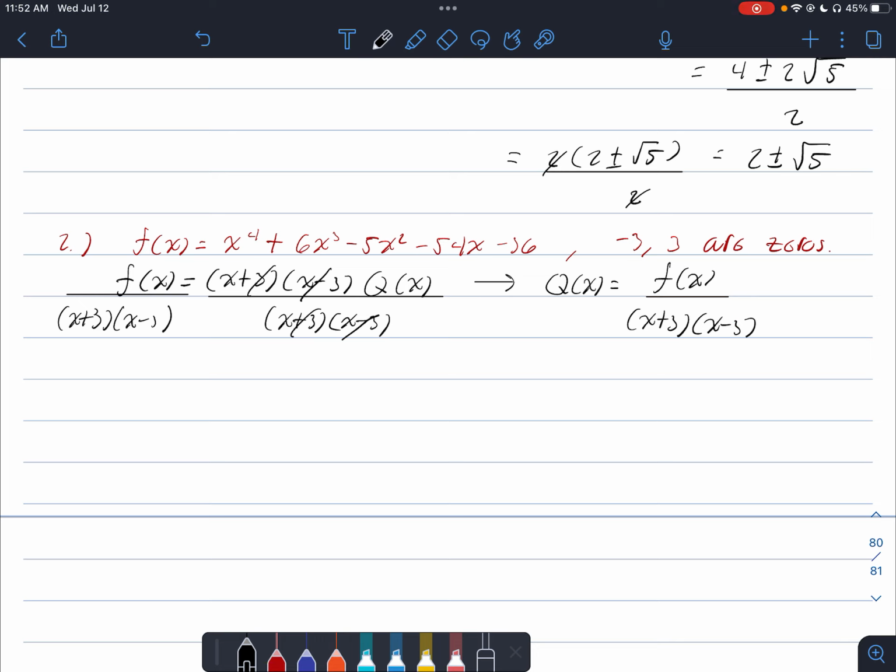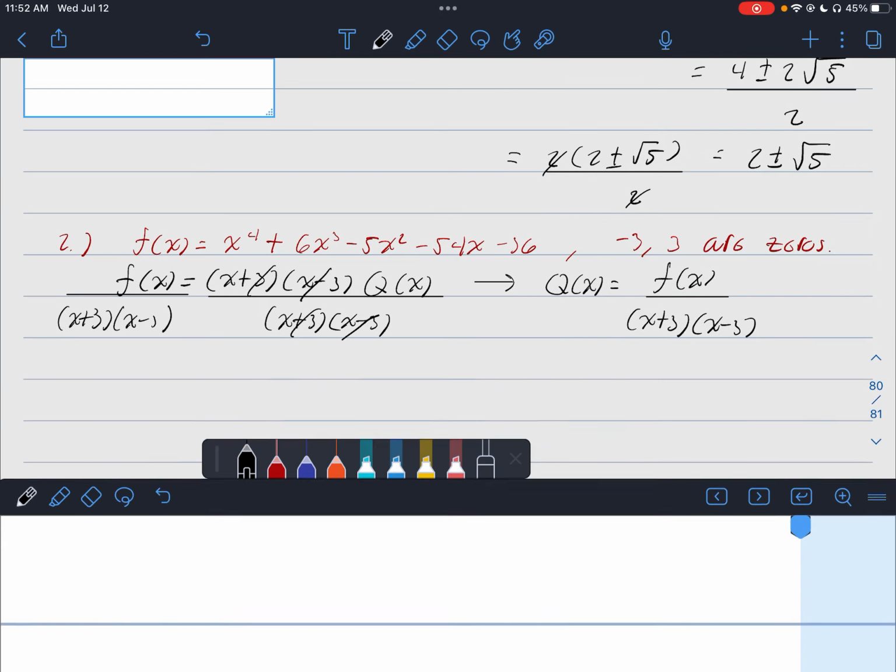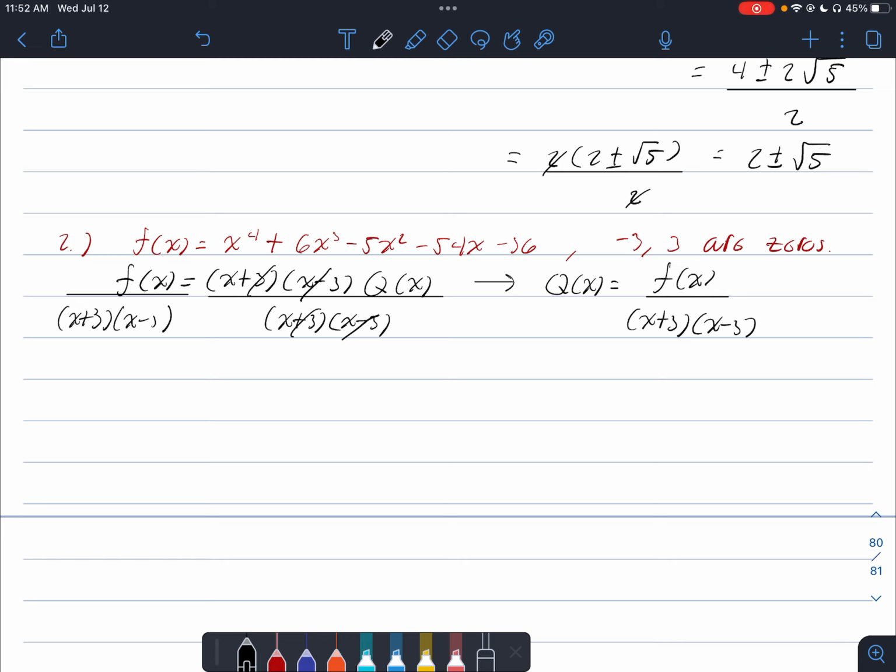Okay, so this is a possibility: we can go ahead and FOIL x plus 3 times x minus 3. That'll give us x squared minus 9. And then we can divide f of x, this whole polynomial here, by x squared minus 9, and we can use polynomial long division.